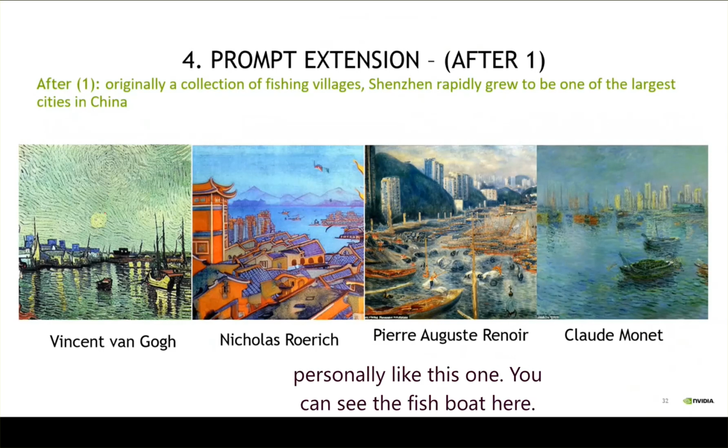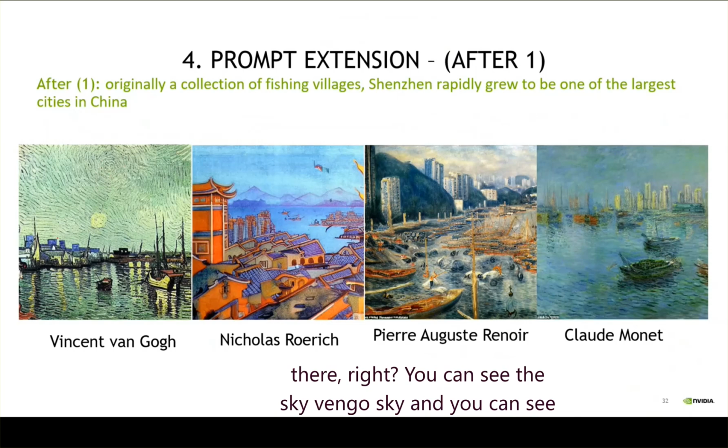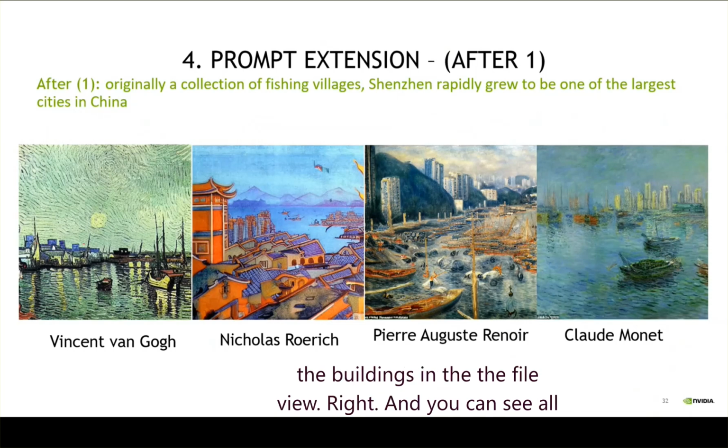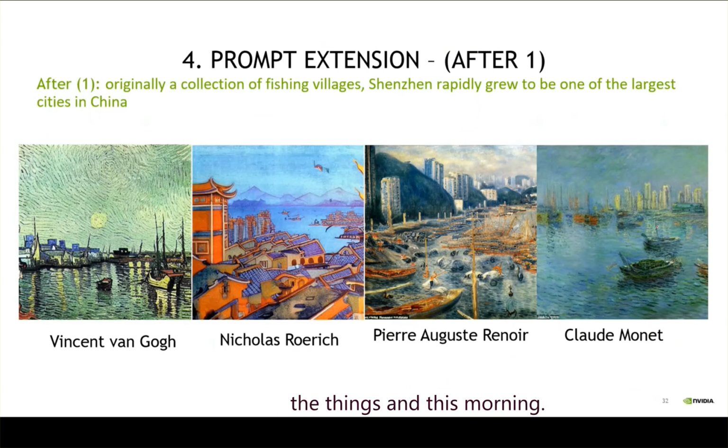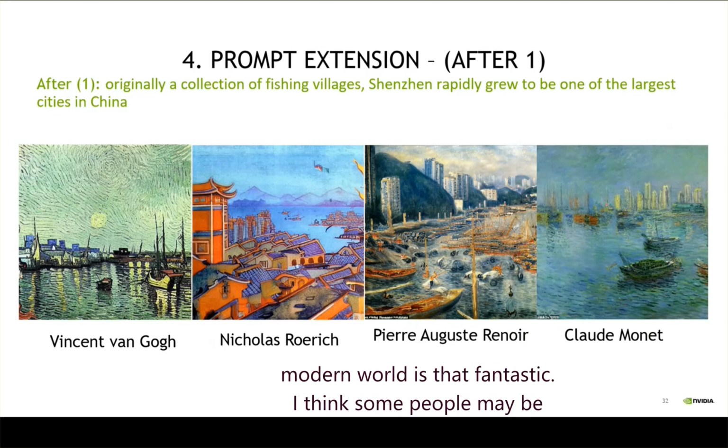I really personally like this one. You can see the fishing boat here. Maybe it's the sun or it's the moon. It's really Van Gogh style, right? You can see the sky, the Van Gogh sky. And you can see the buildings in the far view. And this is Monet style. You can see Monet is helping us draw the image of a modern world. Is that fantastic? I think some people may be interested in it.